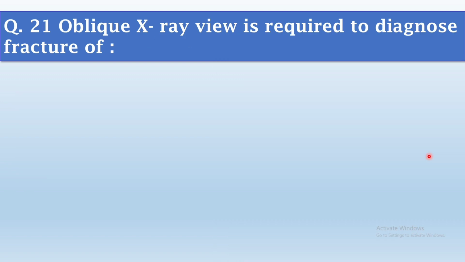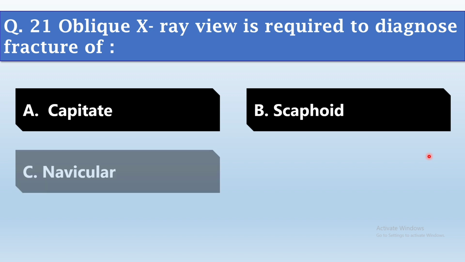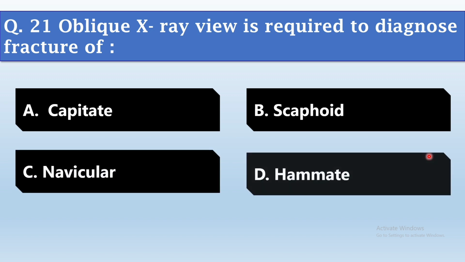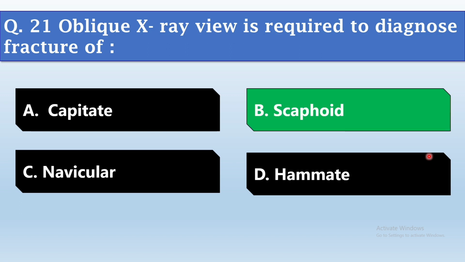Question number 21. Oblique X-ray view is required to diagnose fracture of option A capitate, option B scaphoid, option C navicular, and option D hamate. The answer is scaphoid.